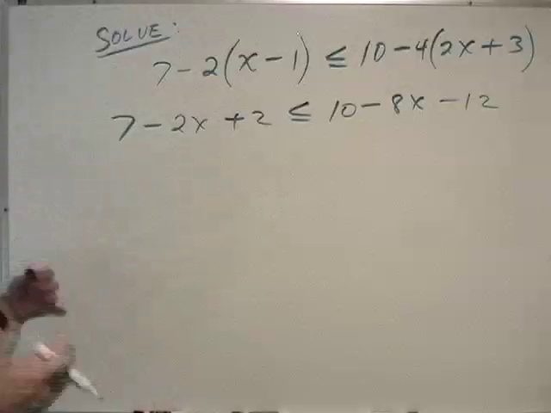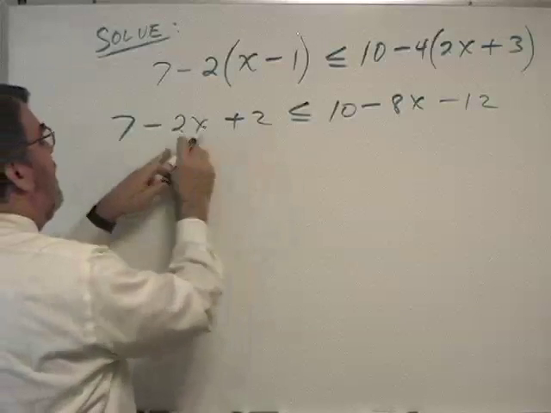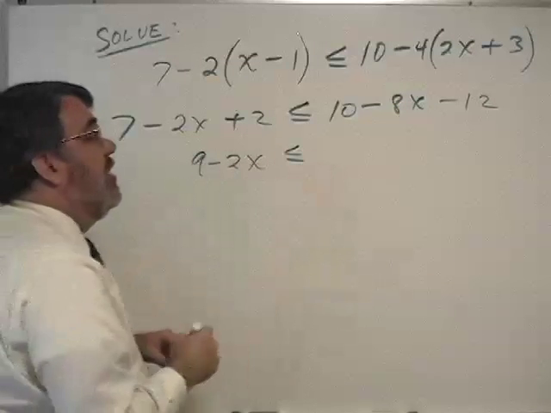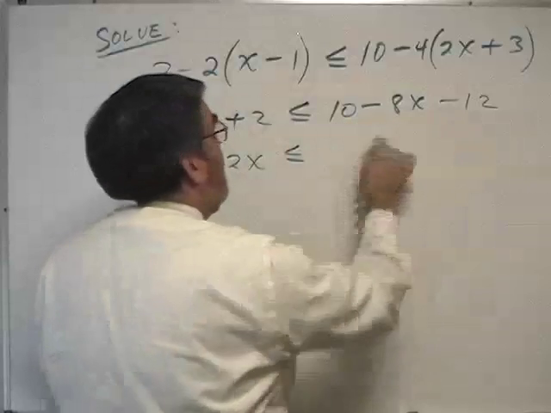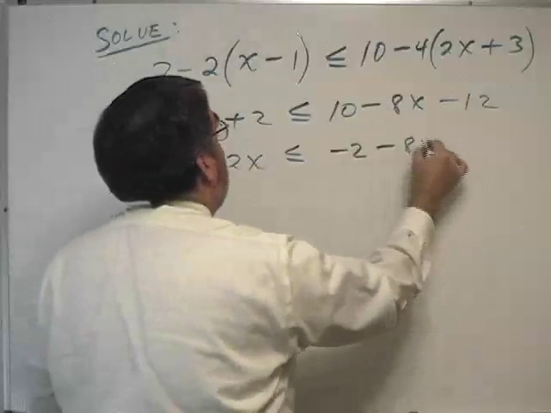And now I'm going to combine the like terms. And so on the left side, I've got 9 minus 2x is less than or equal to, over here, we can combine 10 and negative 12. That's negative 2 and then minus 8x.